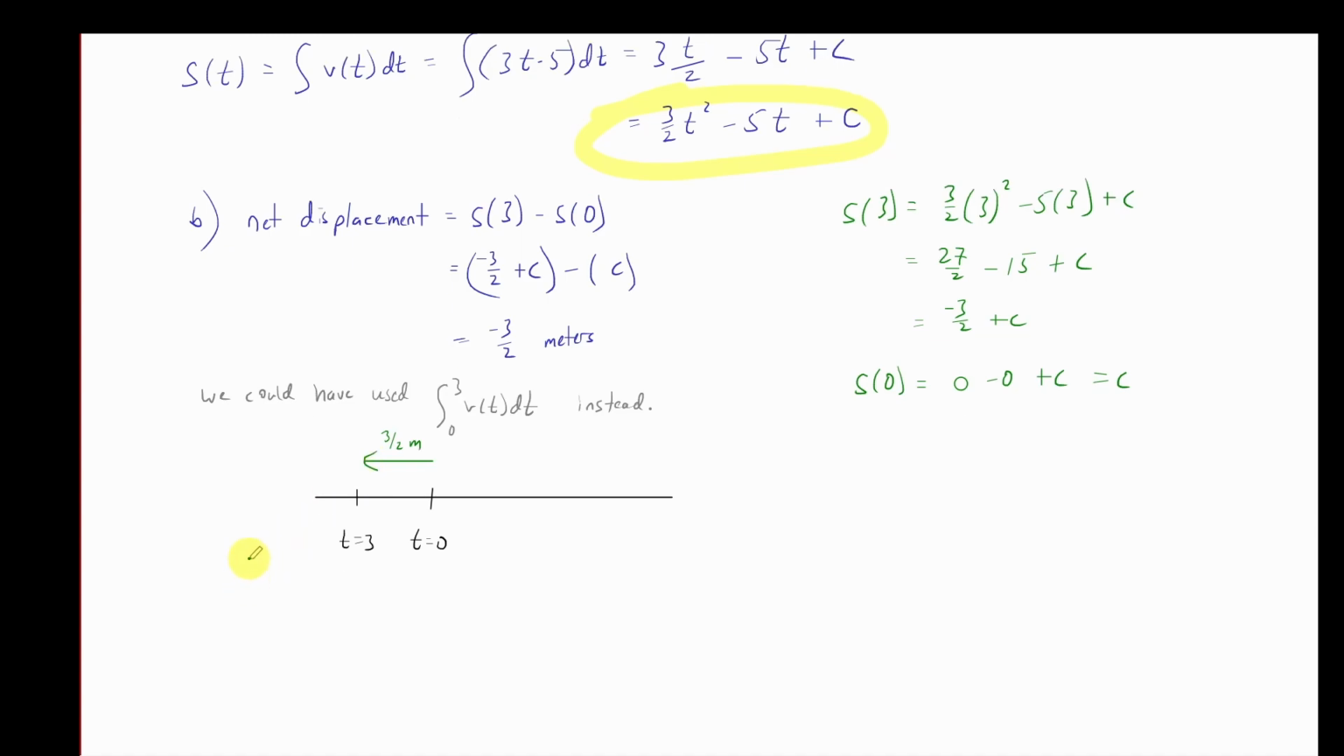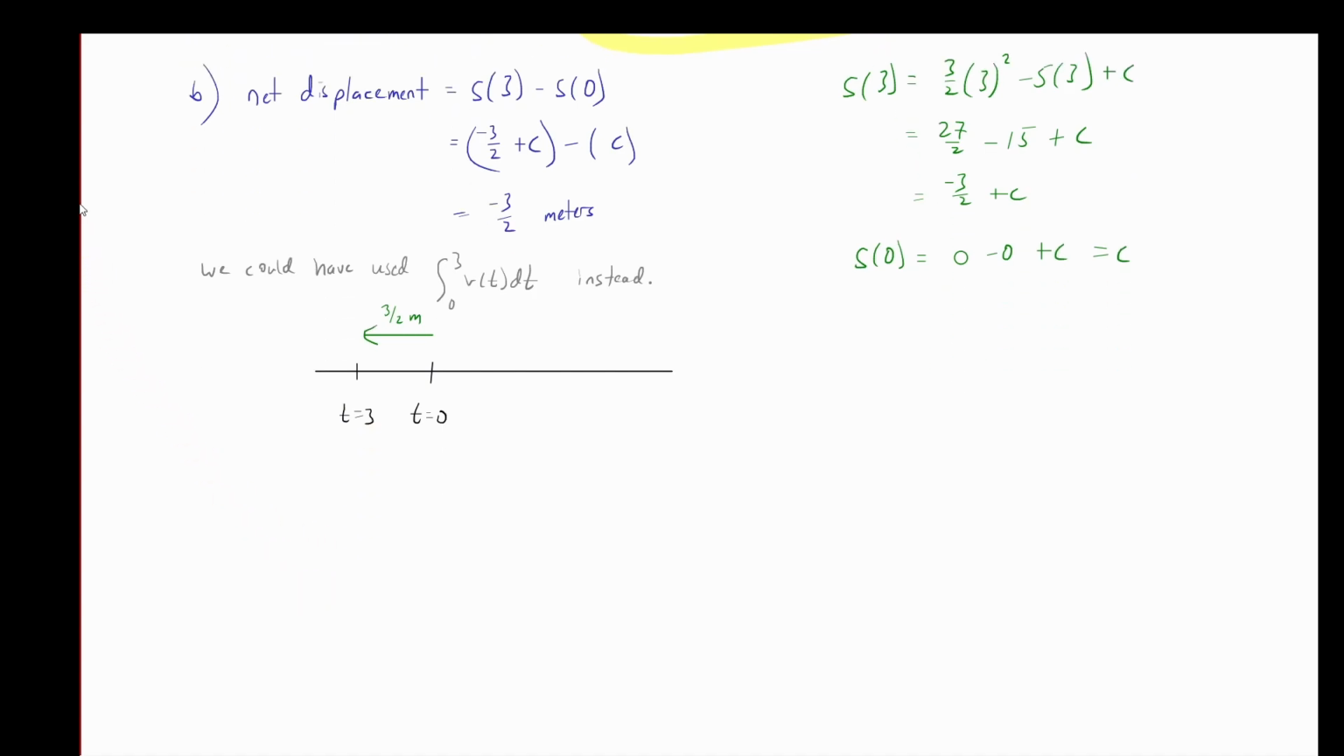started. Net displacement doesn't track where the particle is along the way. It's just looking at where you start and where you end. So for example, if you were to walk in a circle, your net displacement would be 0, even though you have traveled a distance. So now let's look at distance traveled.